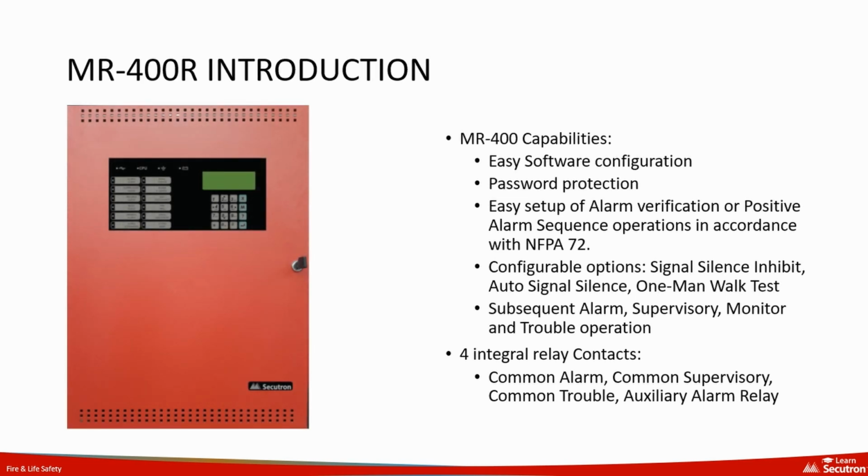The system has straightforward software configuration and password protection with easy setup of alarm verification or positive alarm sequence operations in compliance with NFPA 72, and configurable options such as signal silence inhibit, auto signal silence, and one-man walk test, which streamline operation and maintenance activities. It also supports subsequent alarms, supervisory signals, monitor inputs, and system troubles. Lastly, the MR-400R includes 4 integral relay contacts: common alarm, common supervisory, common trouble, and auxiliary alarm relay.